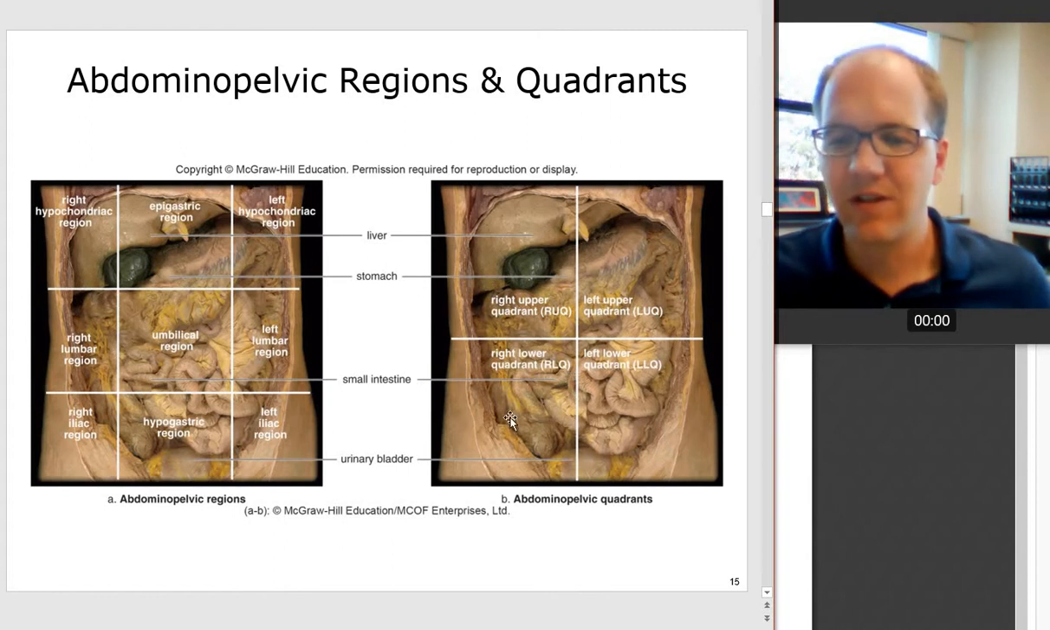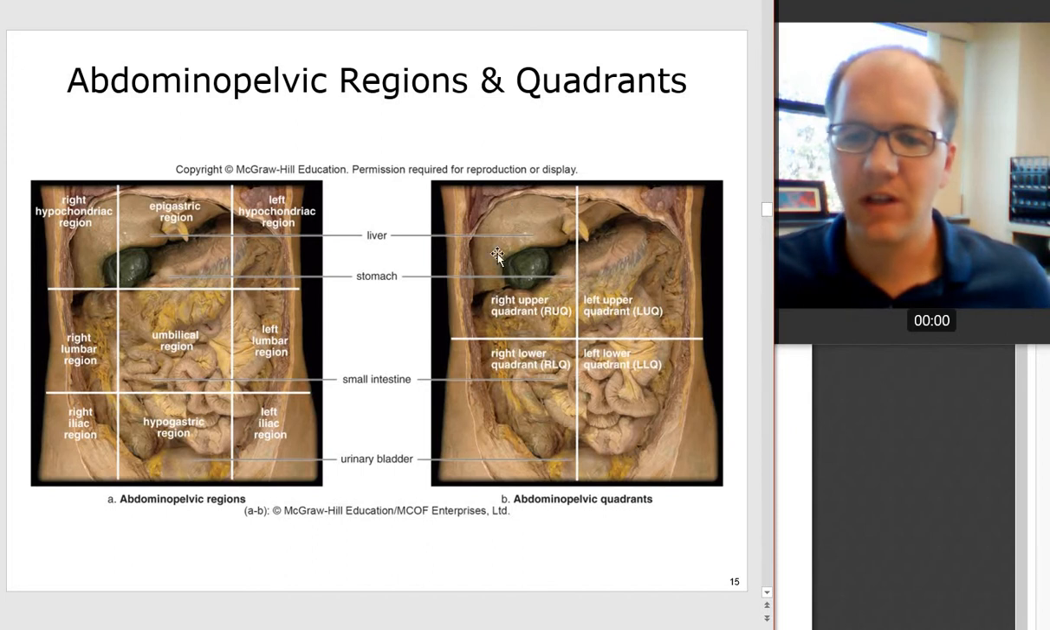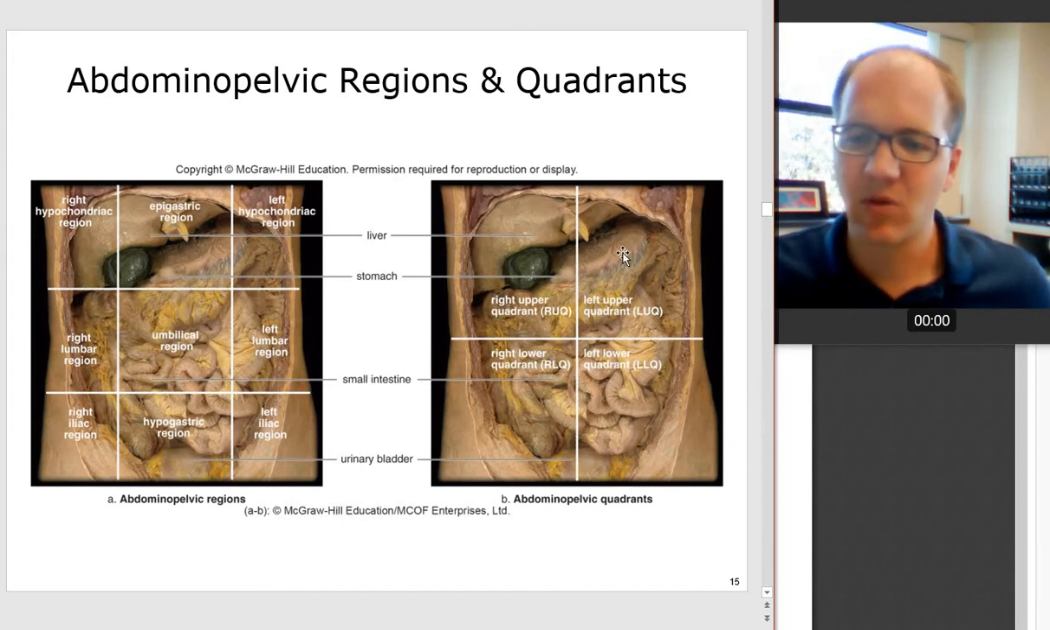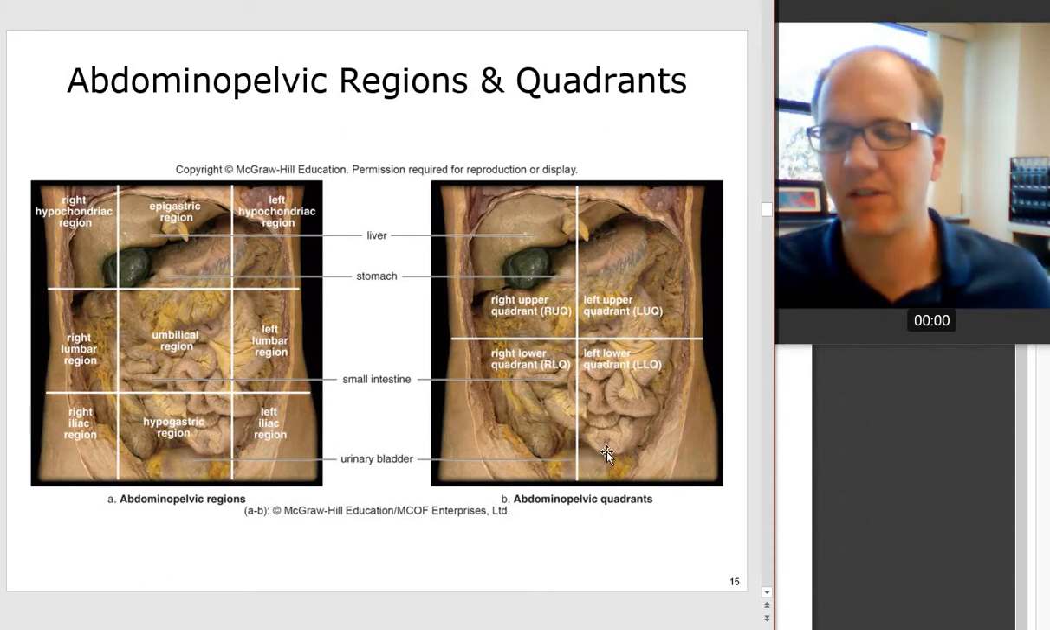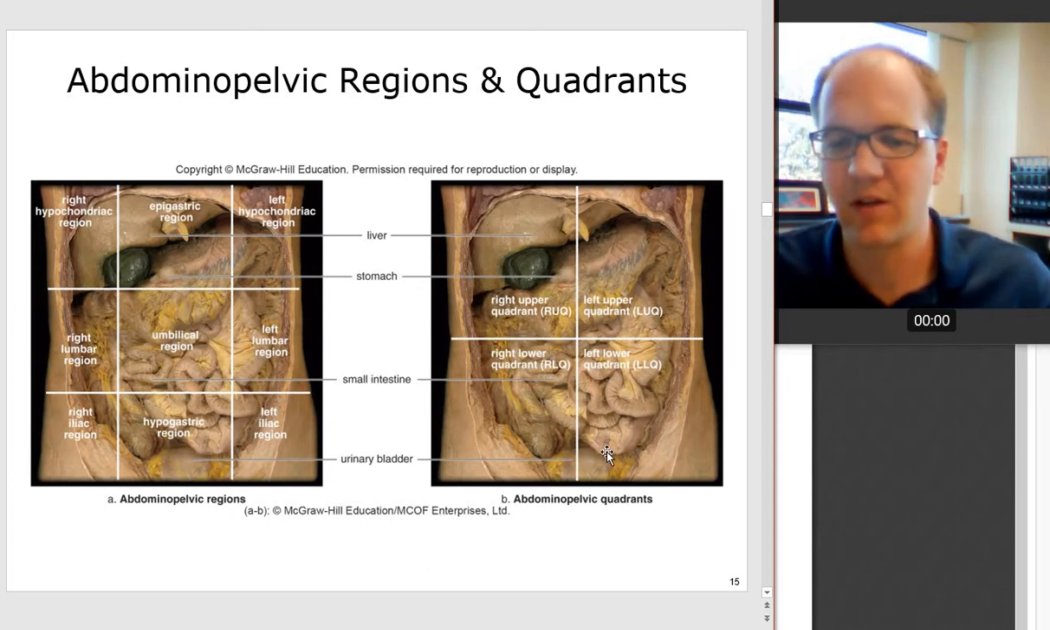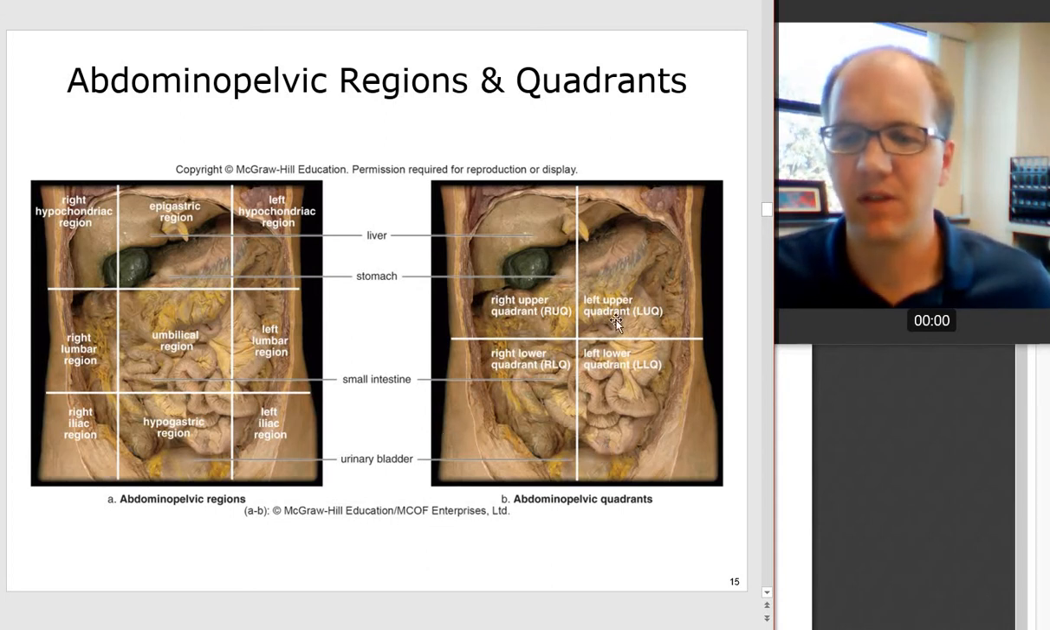And you can see that there are different organs that are found in each of these quadrants. So our liver is found in the right upper quadrant. Our stomach is mostly in the left upper quadrant, but moves over into the right a little bit. Then we have our intestines and things like that. So again, it helps us know what we're talking about and where we're talking about it based on these different quadrants. Okay, so that's where we're going to end this little portion.